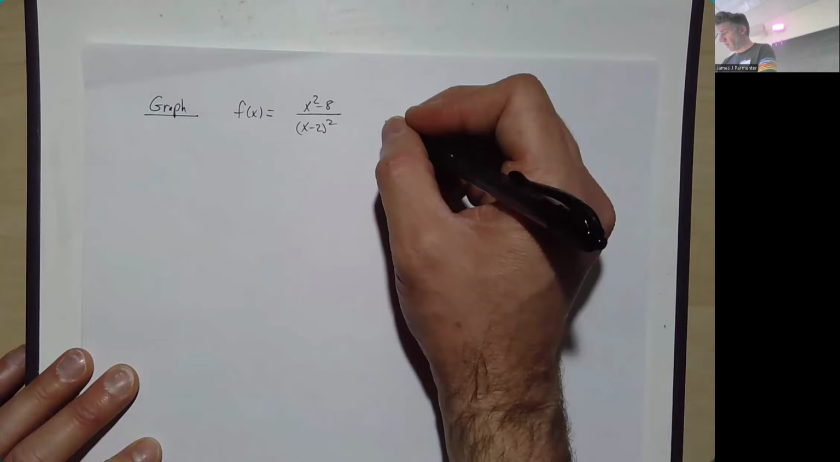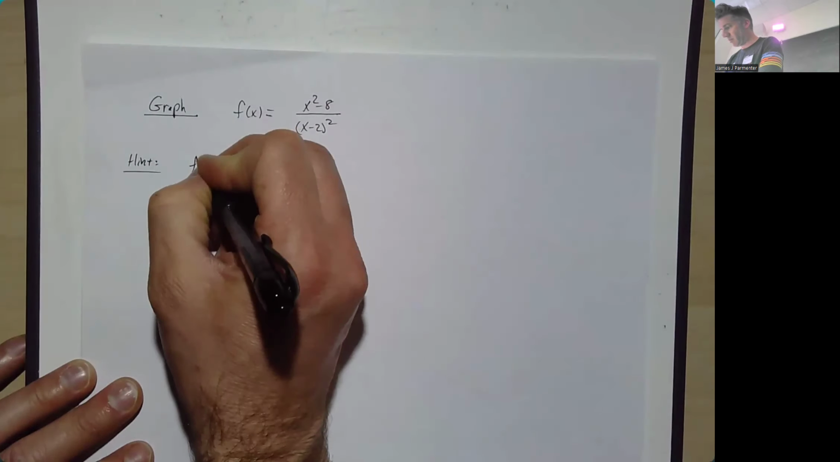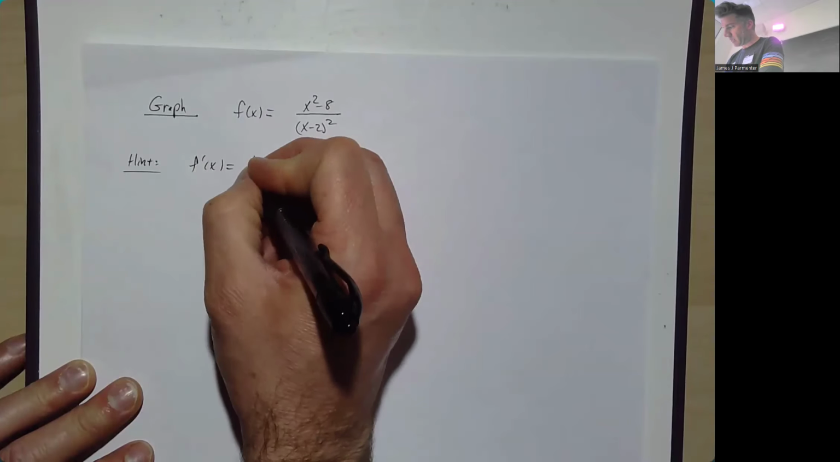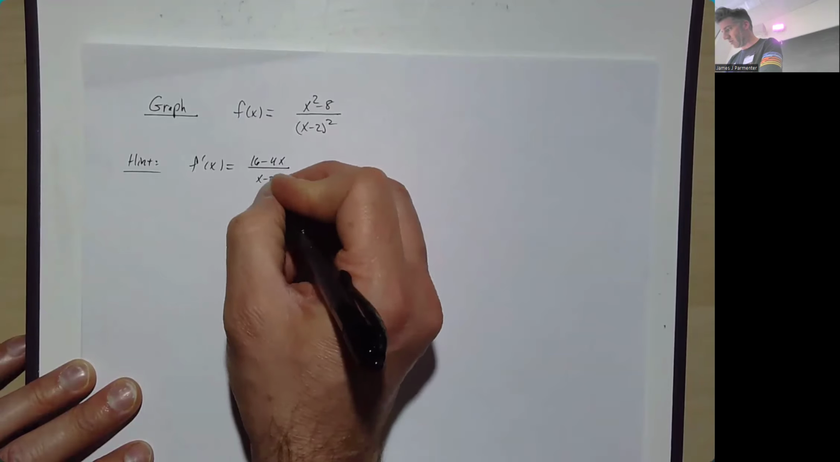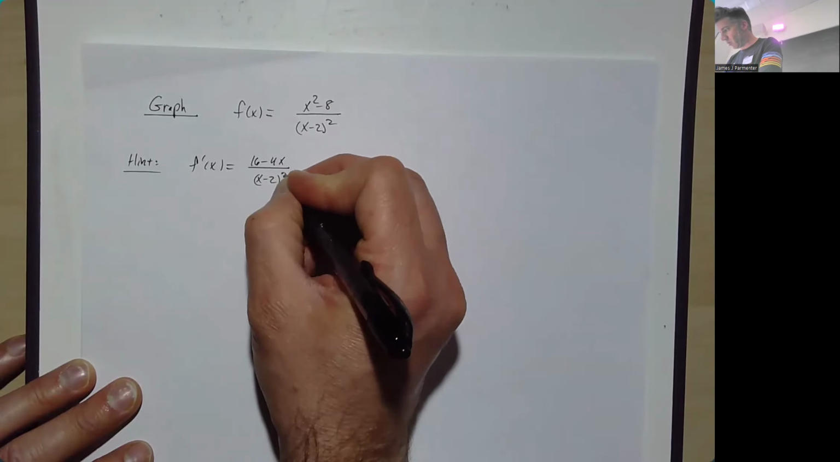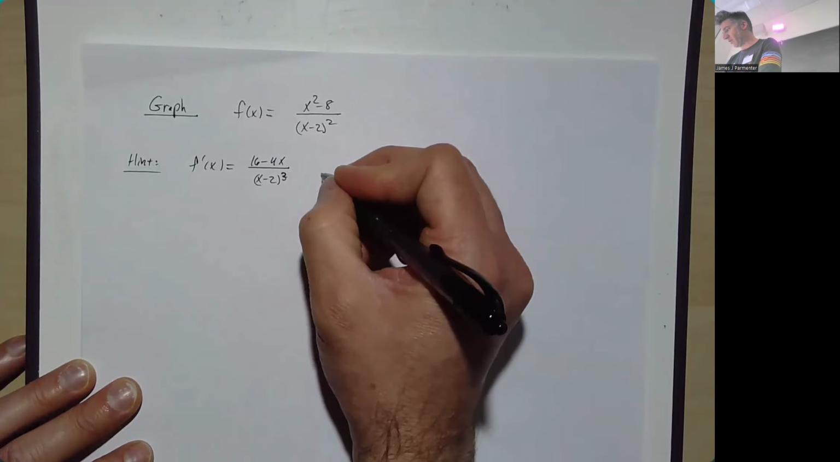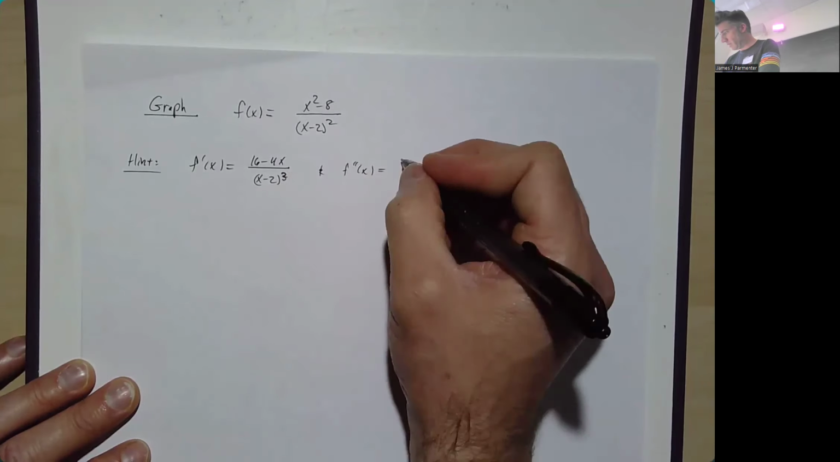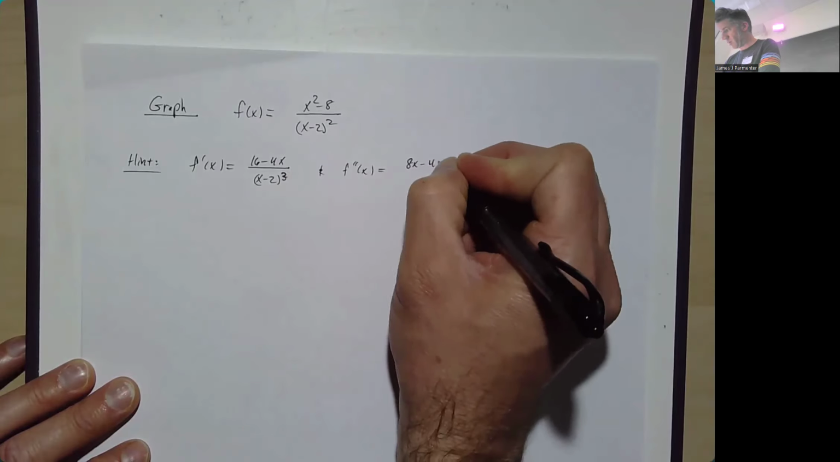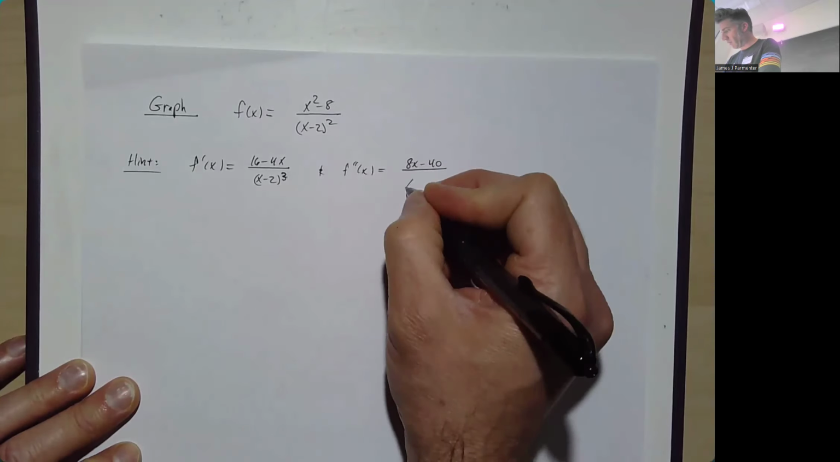So my derivatives are, they'll usually write it as a big hint. The first derivative is 16 minus 4x over (x minus 2) cubed. And the second derivative is 8x minus 40 over (x minus 2) to the fourth.